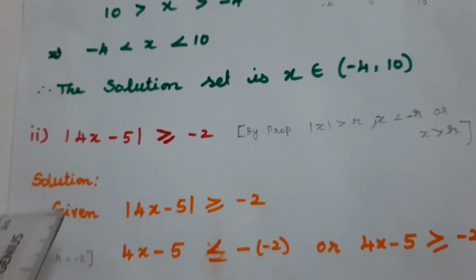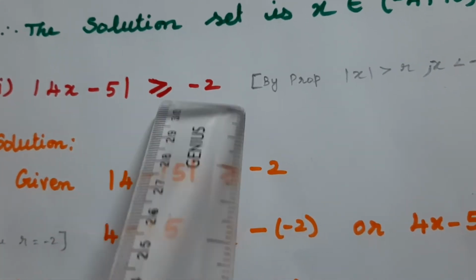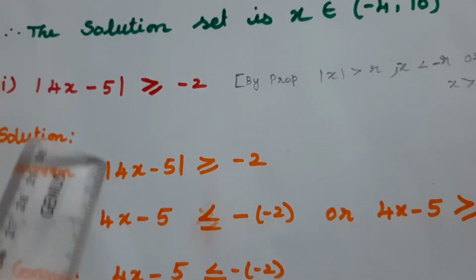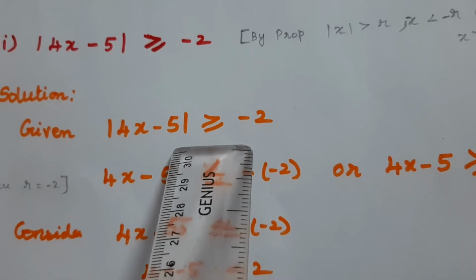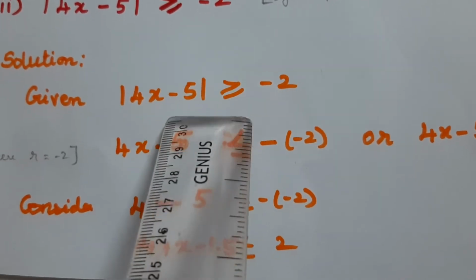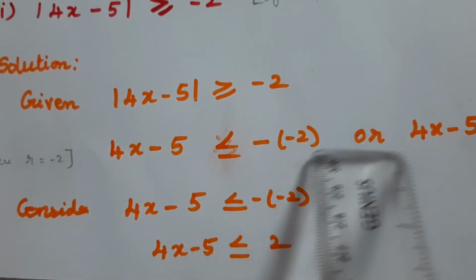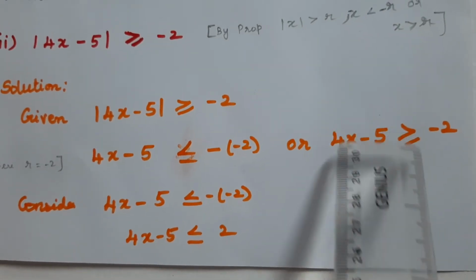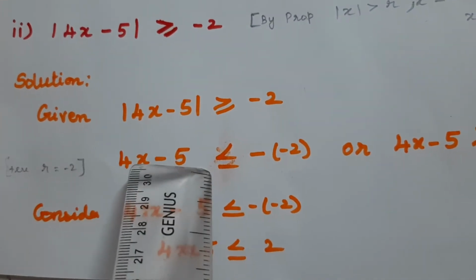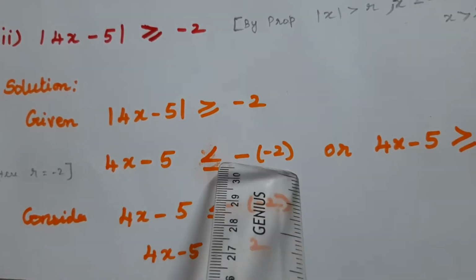Now the second subdivision in the question: modulus of 4x minus 5 greater than or equal to minus 2. Coming to the solution, it is in what form? Modulus of x is greater than or equal to r, that is property 2. So modulus of x is greater than r means we can write it as x less than minus r or x greater than plus r. So in the place of x, what will you have? 4x minus 5. In the place of r, what will you have? Minus 2. Therefore minus of minus 2.